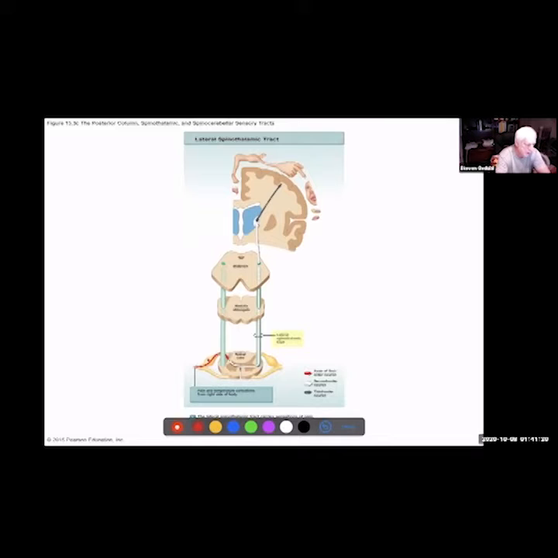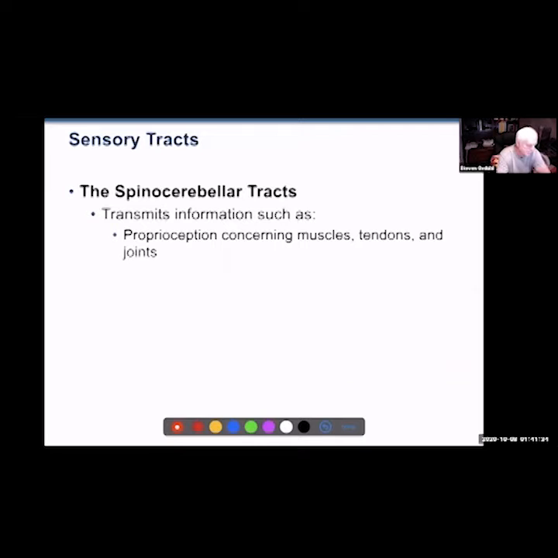Okay, the lateral spinothalamic tract again goes from the spinal cord to the thalamus. They have an anterior spinothalamic tract and a lateral spinothalamic tract. Okay, the spinocerebellar tract takes information into the cerebellum. The other one's going into the cerebrum; this goes into the cerebellum. It transmits information like proprioception concerning your muscles, your tendons, and your joints.